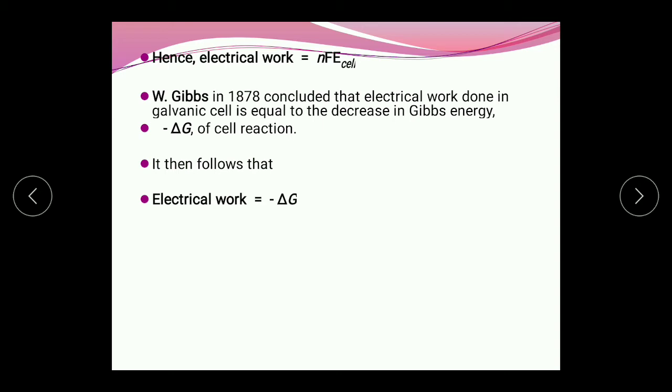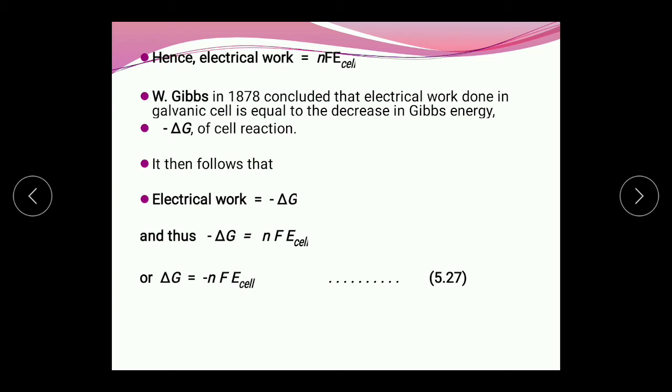But we just got that electric work equals nF into E cell. We can relate both of them. Then minus delta G will become n into F into E cell. Or just rearranging the equation, we get delta G equal to minus nF into E cell. It is equation number 5.27. We will require this afterwards.